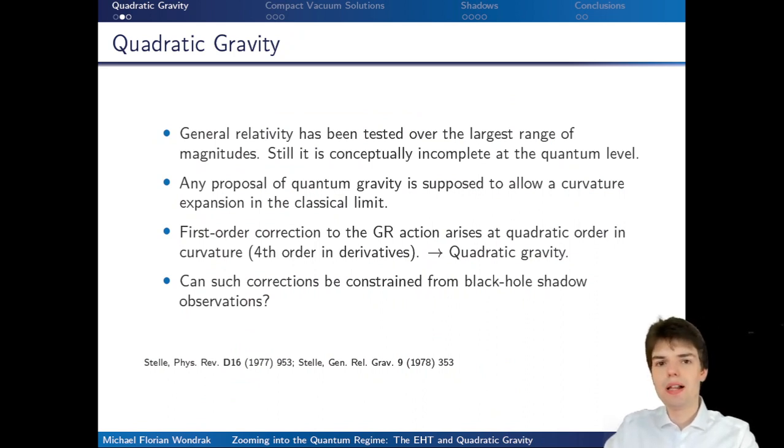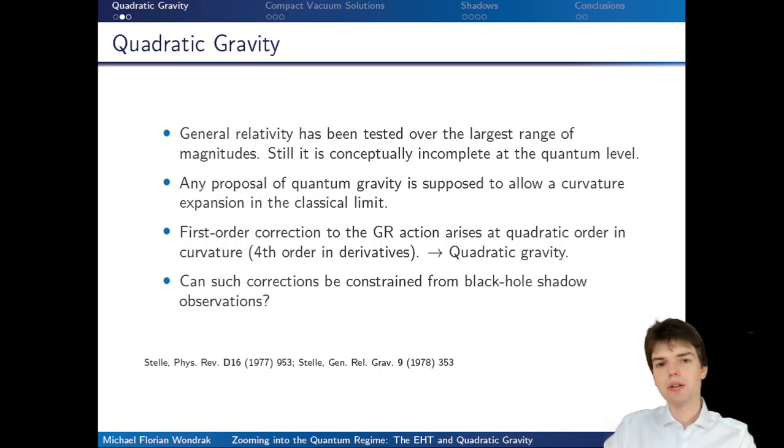So our known and loved general relativity is the fundamental force in physics, which has been tested over the largest magnitude of scales, so even more than quantum electrodynamics. But we know conceptually it is still inconsistent in the quantum regime. So we need some quantum gravity theory. However, constraining them is quite hard.